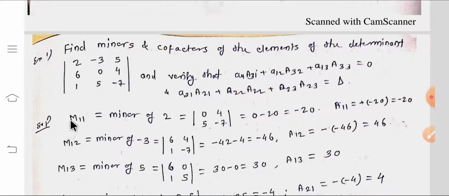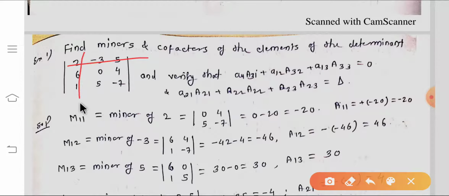What is M11? The minor of this 2. The minor comes from neglecting that row and that column. Here we don't take a sign; only for cofactors we take the proper sign. Minor means only neglecting that row and column, and the remaining determinant is the minor of that element. That is 0 4 5 minus 7. 0 into minus 7 is 0, 5 fours are 20, so minus 20. The cofactor of 2 is with proper sign. The first sign is always positive, so positive of minus 20 is minus 20.